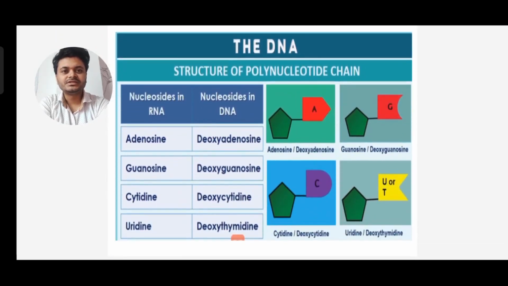Next you can see the differences between the nucleosides of RNA and DNA. In RNA we have adenosine, guanosine, cytidine and uridine, whereas in case of DNA we have deoxyadenosine, deoxyguanosine, deoxycytidine and deoxythymidine. All the structures are given, you can see.